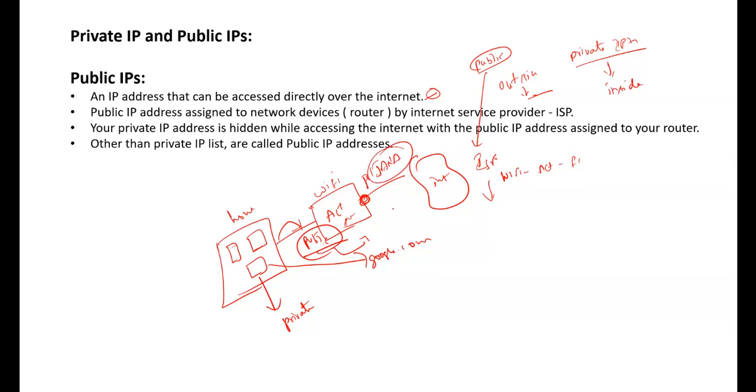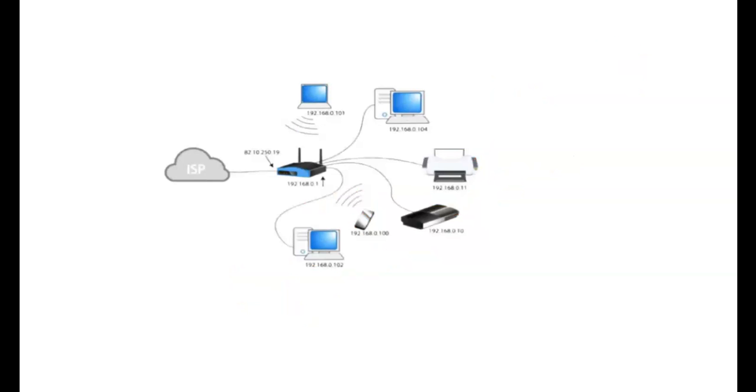So that is about public IPs. Here our private IPs are hidden while accessing the internet. While accessing the internet, our private IP address will be hidden behind the public IPs. These public IPs will be provided by the internet service providers or IANA. So this is an example I was mentioning.